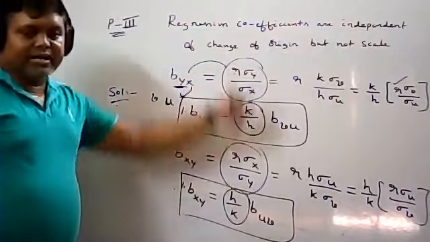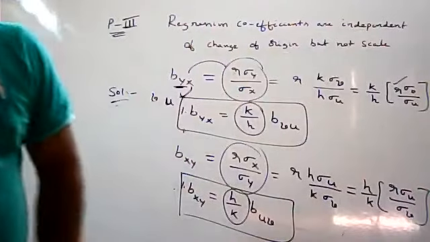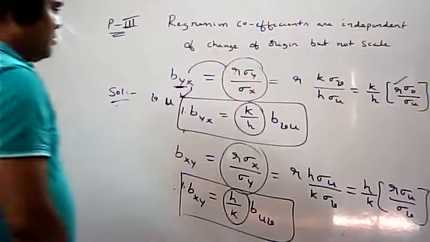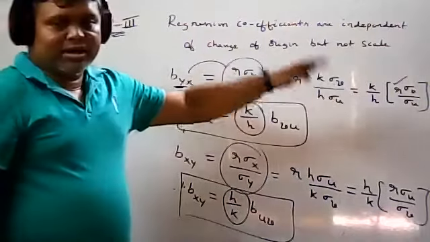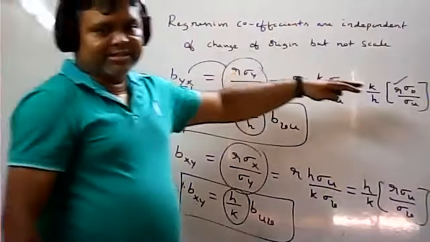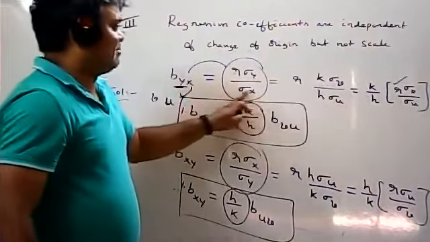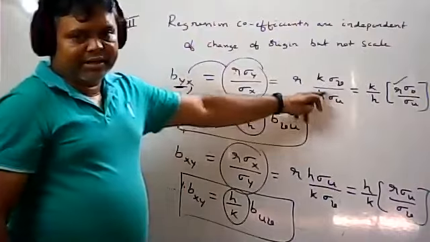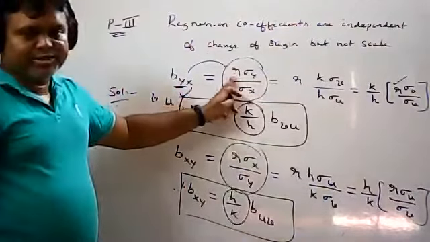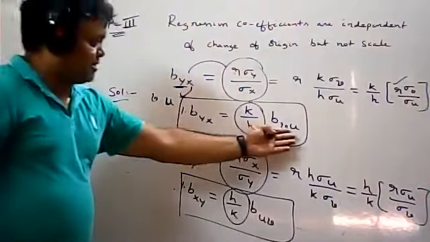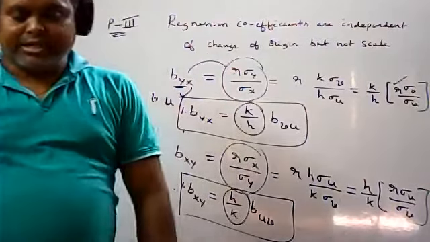So hence you can write this statement: regression coefficients are independent of change of origin, but not of scale. These proofs are not required because we have already done correlation. There I am considering directly the values: sigma y is nothing but k into sigma v, sigma x is nothing but h into sigma u. Directly I am considering rxy is nothing but ruv. So r value won't change. So you are getting independence of change of origin, but scales are different. Okay.